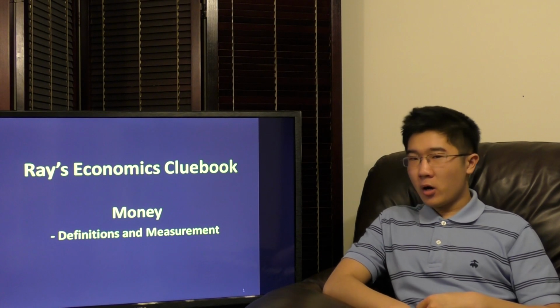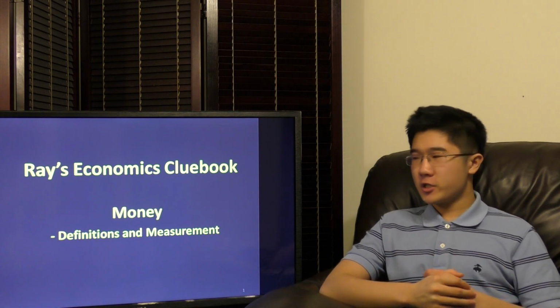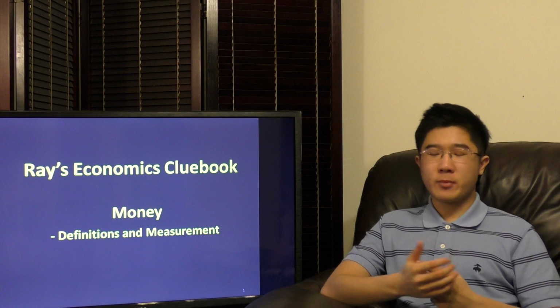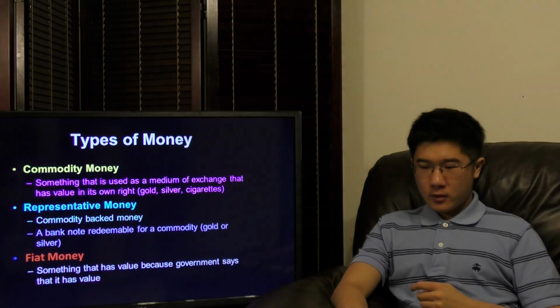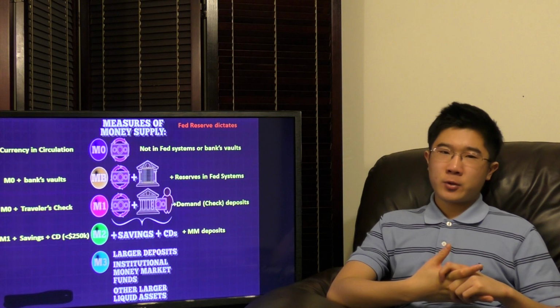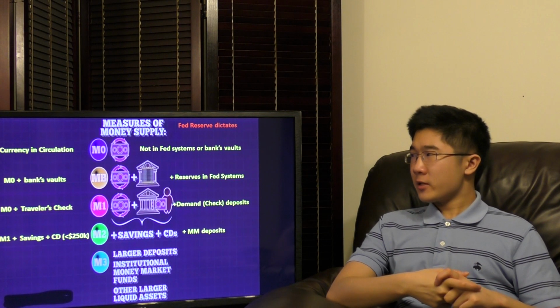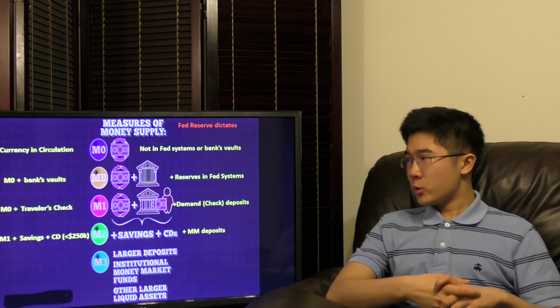Today we'll be beginning part 2 of our video on money by talking about the measurements of money. In part 1 we talked about the definition, and in part 2 we apply the definition to its measurements. The measurements of money are dictated by the Federal Reserve and not directly by the federal government. They start from M0 and go up to M1, M2, M3.